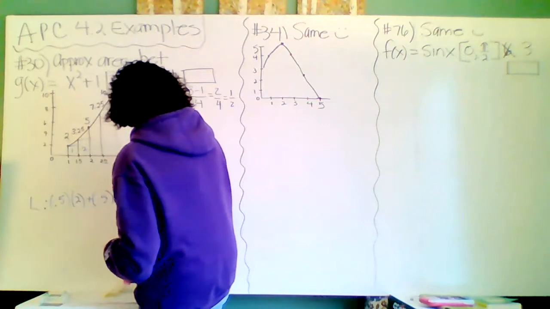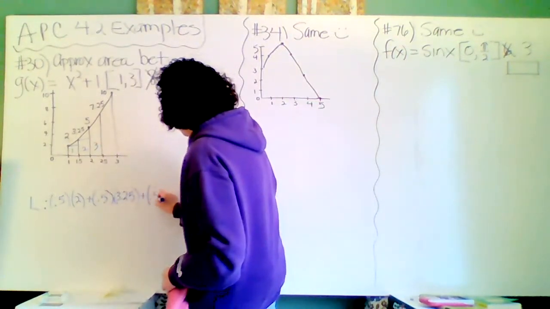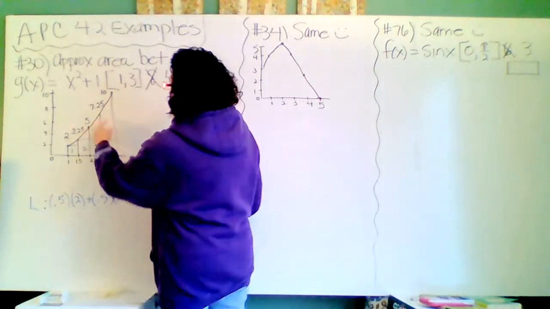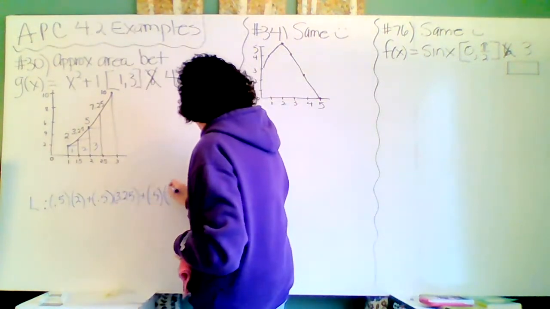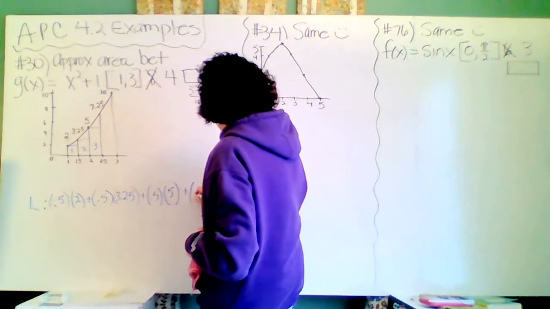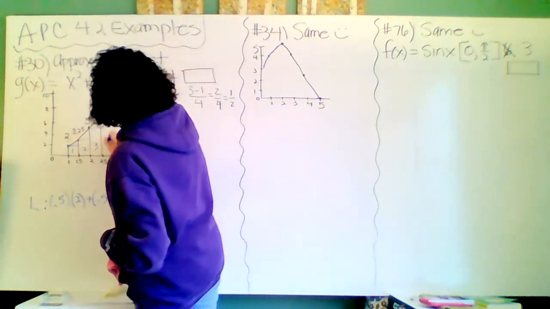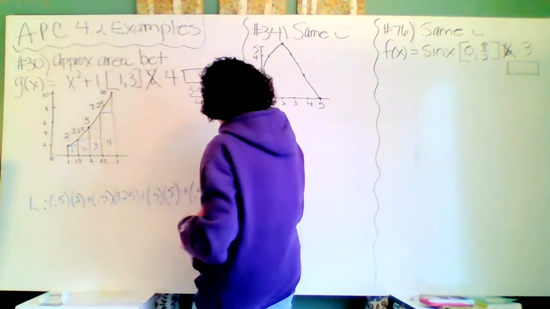Let's go to rectangle 3. Again, it has a base of 0.5 and a height of either 5 or 7.25. We use the left-hand value, 5. And our last rectangle, a base of 0.5, rectangle number 4, left value, right value, let's use left.